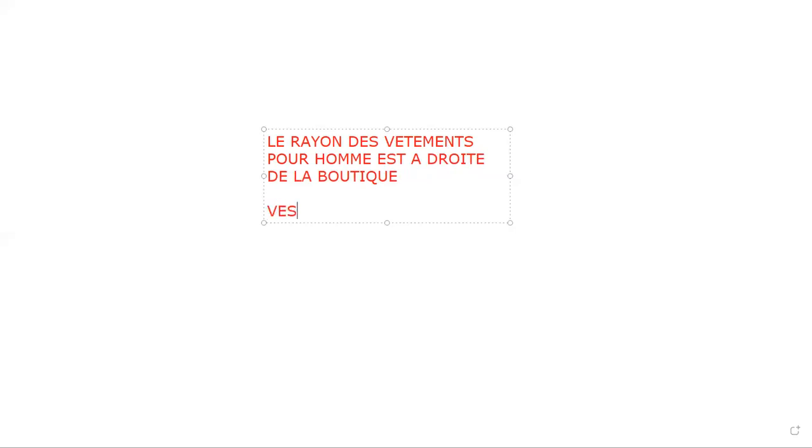Vestimentaire. Repeat after me. If you go for a higher verb, you say vestimentaire. So vestimentaire is my clothes, clothing. Vestimentaire. Read after me. Vestimentaire. C'est clair. D'accord.